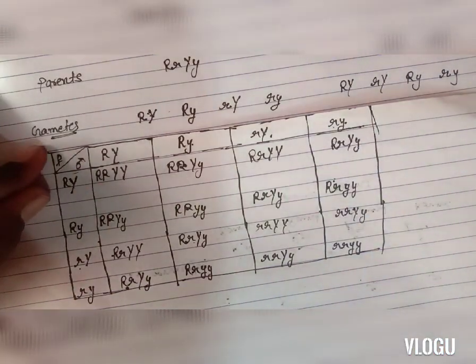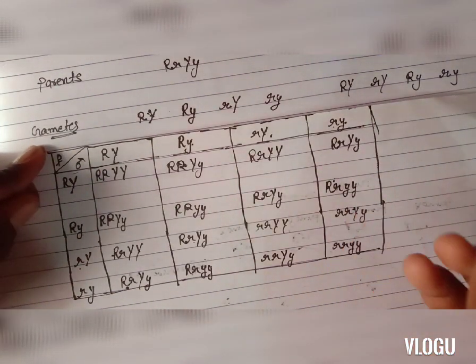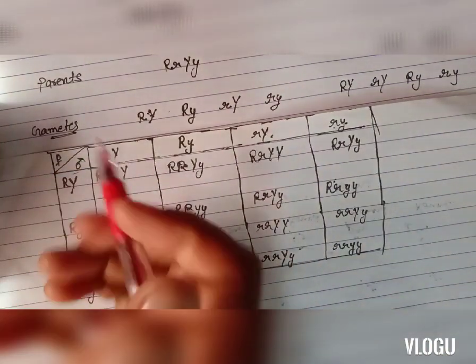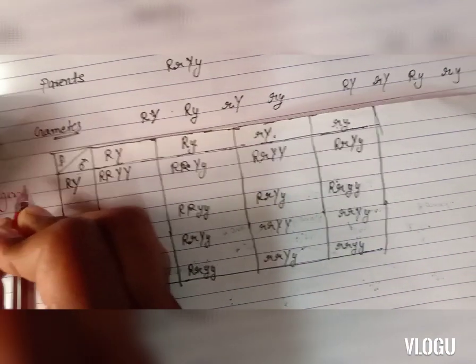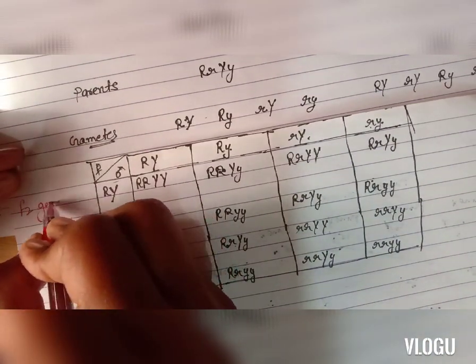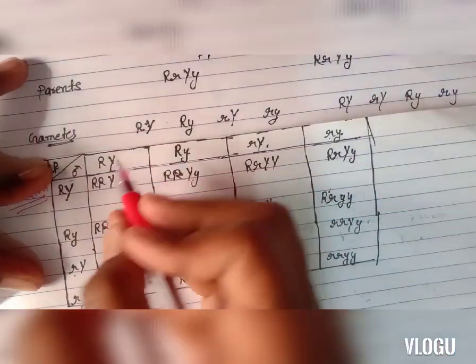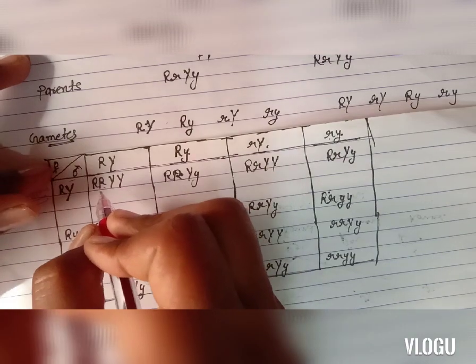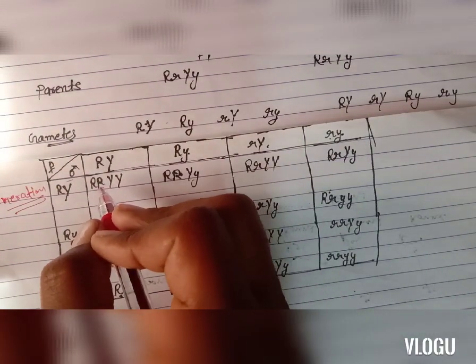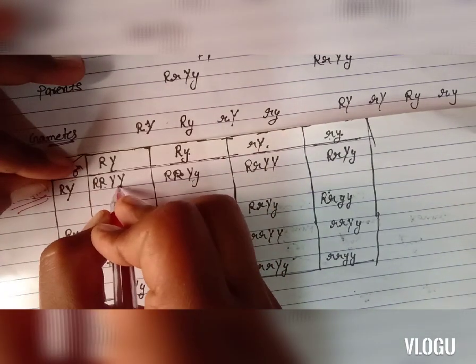Now it's time to write the genotype for these progenies. All these are the F2 generation. So capital R, dominant will express. Make sure we remember that dominant trait will express in the heterozygous condition. This is the homozygous condition.